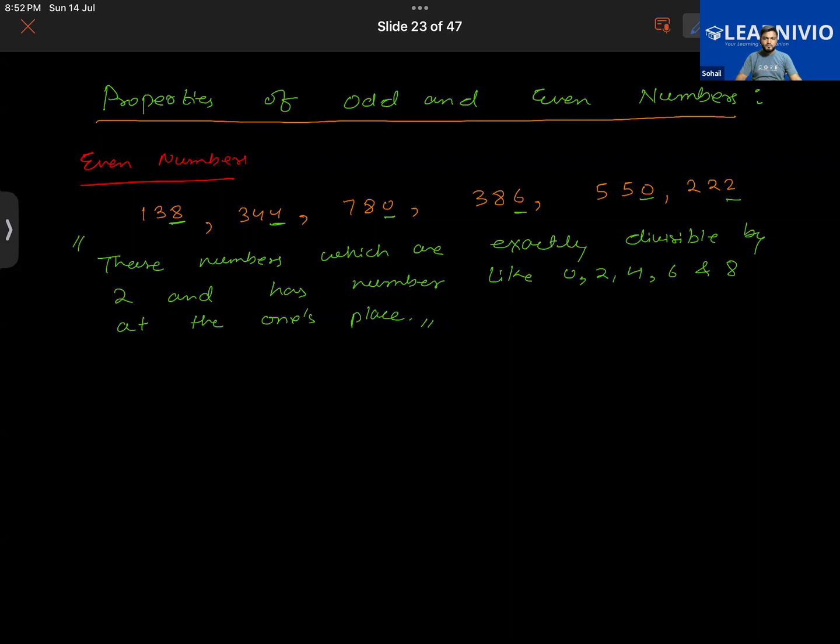So this is the definition of even numbers. Those numbers which are exactly divisible by 2 and have numbers like 0, 2, 4, 6 and 8 at the ones place. So do we have to write examples? Yeah, you write down the given examples also.